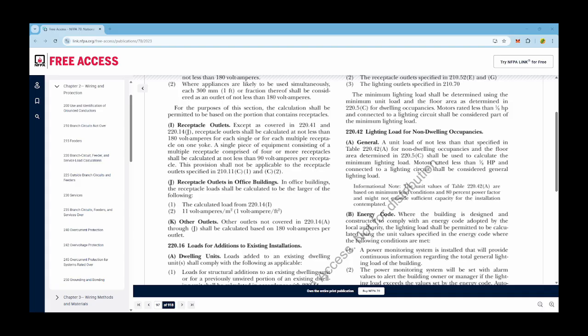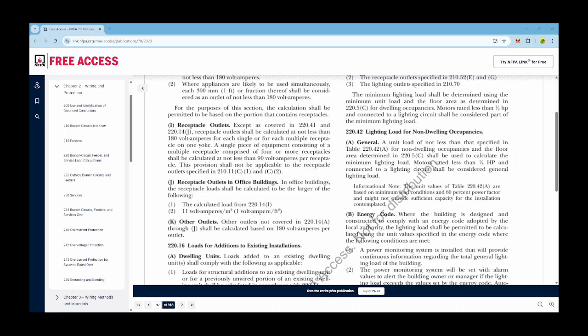Except as covered in 220.41 and 220.14(J), receptacle outlets shall be calculated at not less than 180 VA for each single or for each multiple receptacle on one yoke. That will be basically like a simplex or a duplex, or two single receptacle plugs on one yoke. The yoke is the strap that mounts to your gang box. A single piece of equipment consisting of a multiple receptacle comprised of 4 or more receptacles shall be calculated at not less than 90 volt amp.